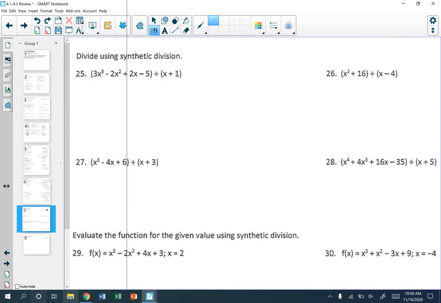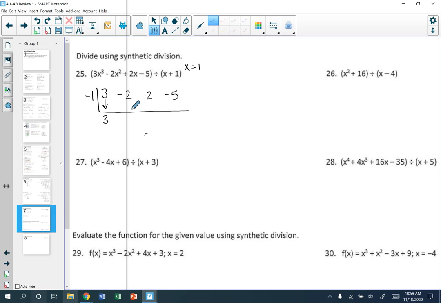Now we're moving on to synthetic division. Remember, using synthetic division, we're looking at our coefficients. So we have 3, negative 2, 2, negative 5. And here is a negative 1, right? Because if we solved, we'd have x equals negative 1. All right, our 3 just goes down.